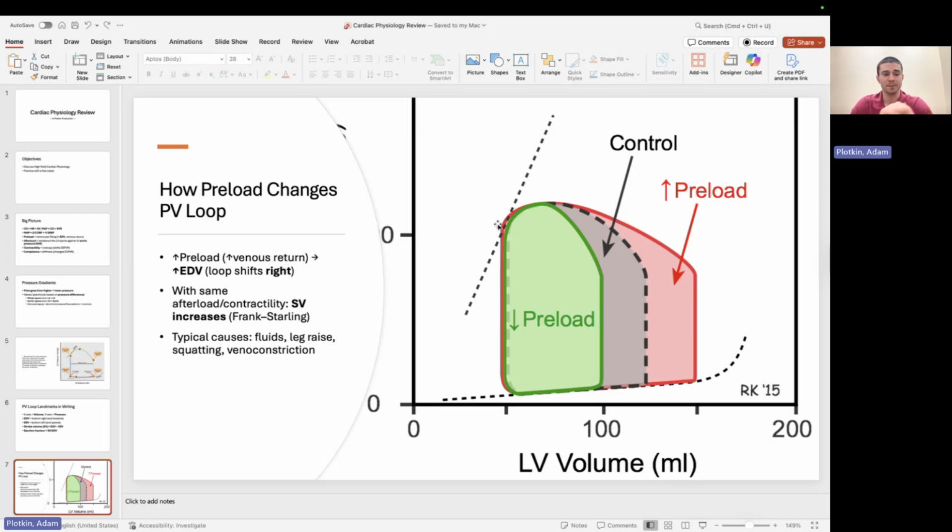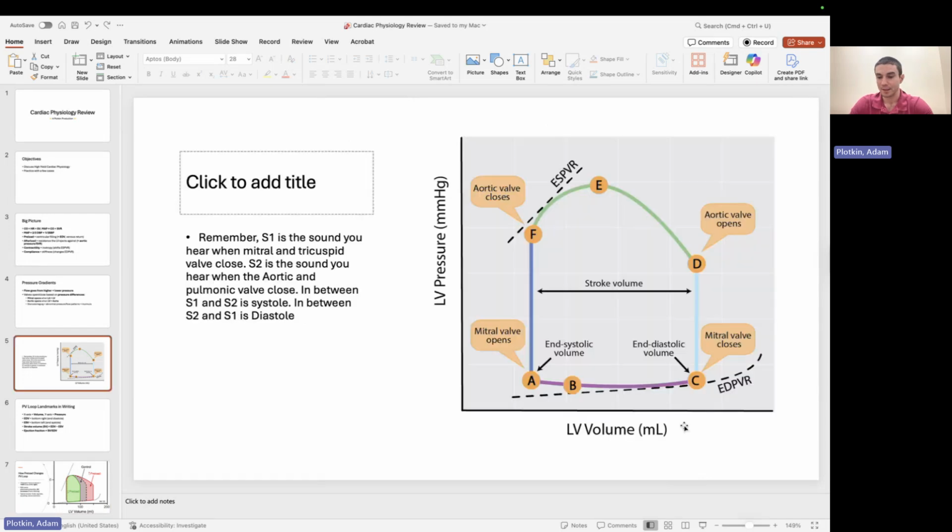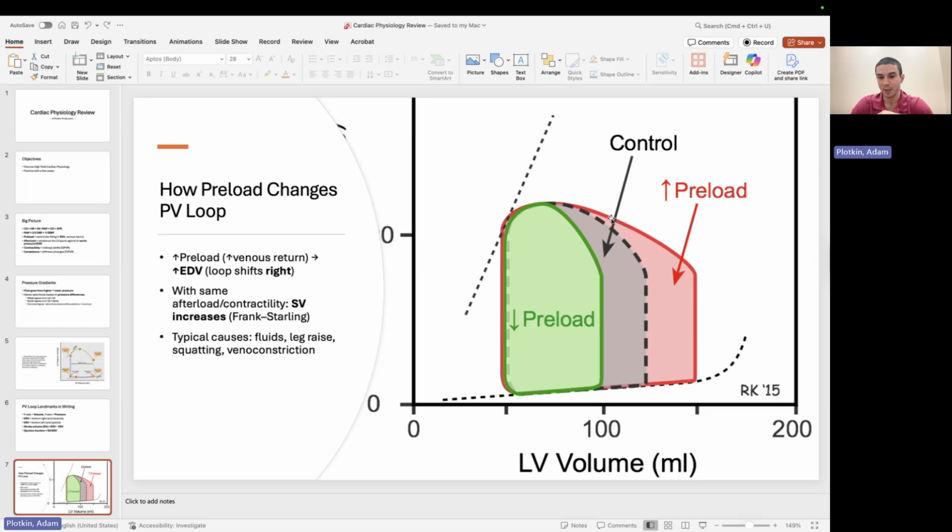The next three slides: how does the preload change my pressure volume loop? So preload, again, if we go back, C is my preload, my end diastolic volume. So all we'd be doing, this gray box is my control. So that was the graphs we were just looking at.